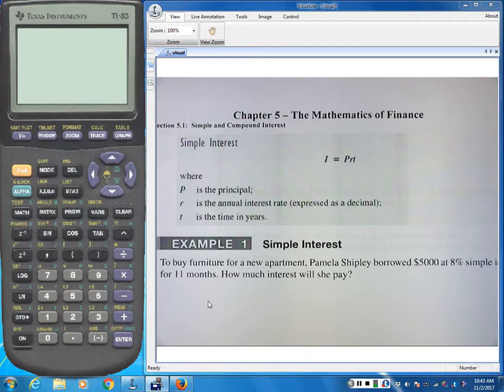This may be something that's totally new to you. You probably calculated simple interest for some reason somewhere in another math course.